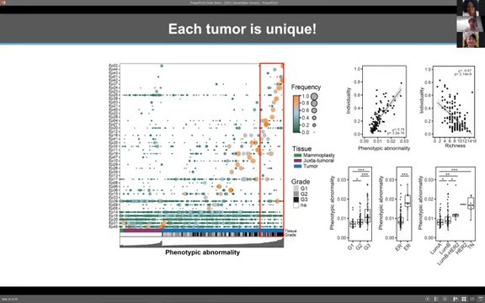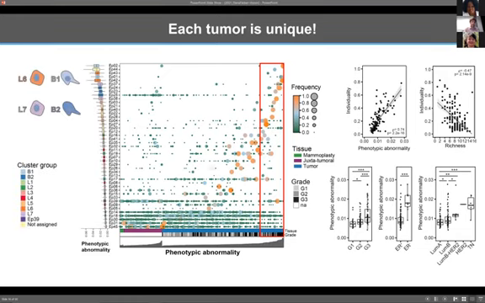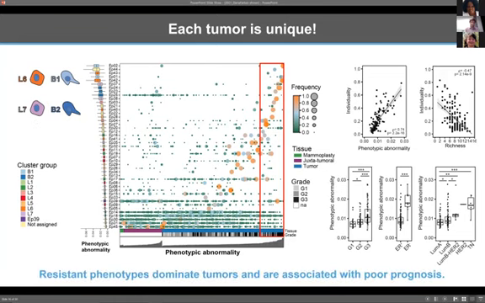Finally, when we looked in more detail at the phenotypes of those patients that are dominated by few of these tumor cell phenotypes, we saw that these were the basal cell phenotypes, and the luminal 6 and 7 phenotypes that I just described to you before, likely having a higher level of resistance to treatment. And here we could conclude that these resistant phenotypes actually dominate tumors and are associated with poor prognosis.